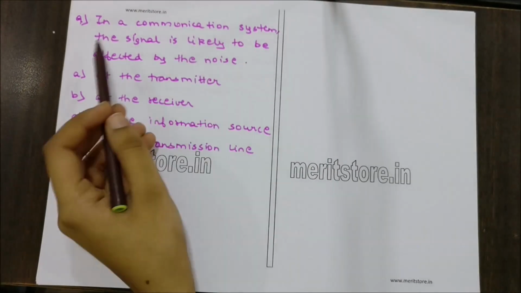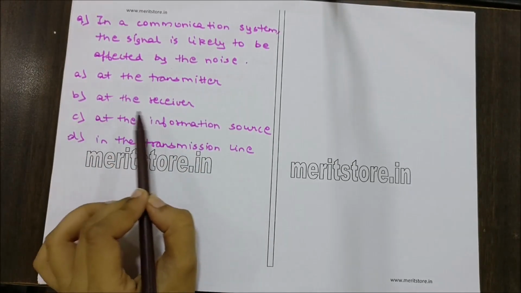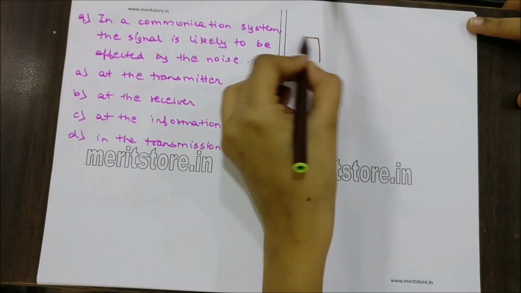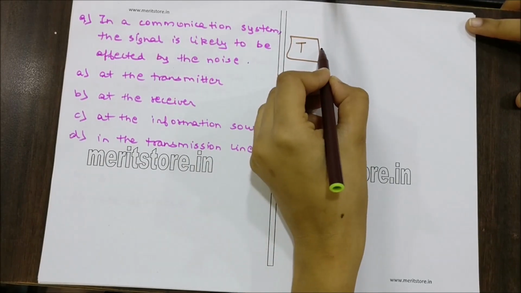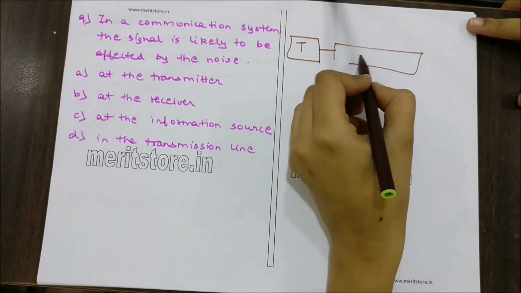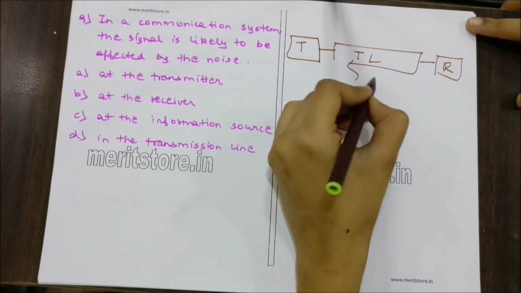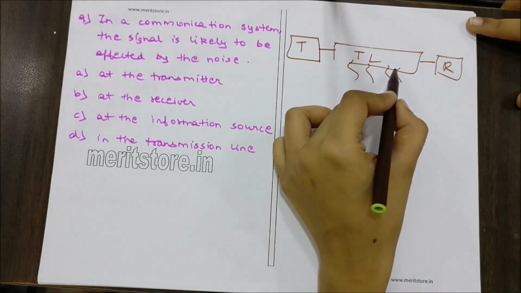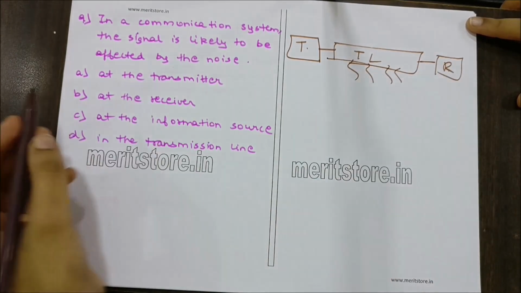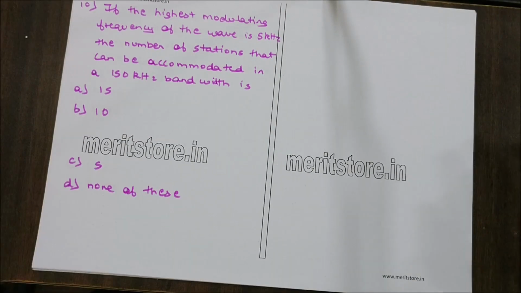In a communication system, the signal is likely to be affected by the noise at the transmitter, at the receiver, at the information source, or in the transmission line. So you have a transmitter as a transmission device, then you have the channel, or you can say a transmission line, and then you have a receiver. There are high chances of noise entering the signals in the transmission line as it is traveling through here than at the transmitter or the receiver. Therefore, option D, in the transmission line, is the correct answer.